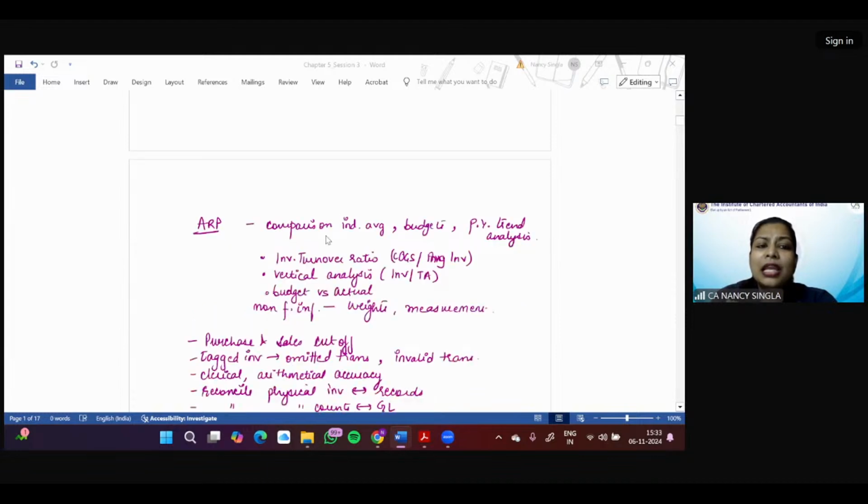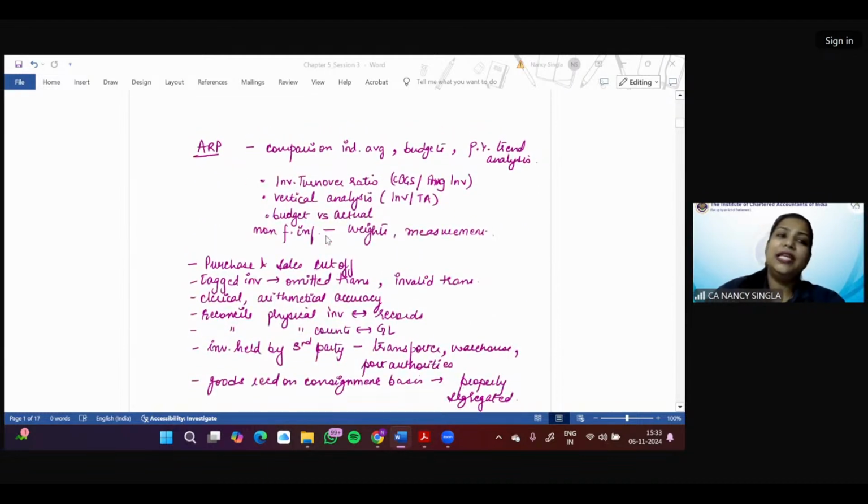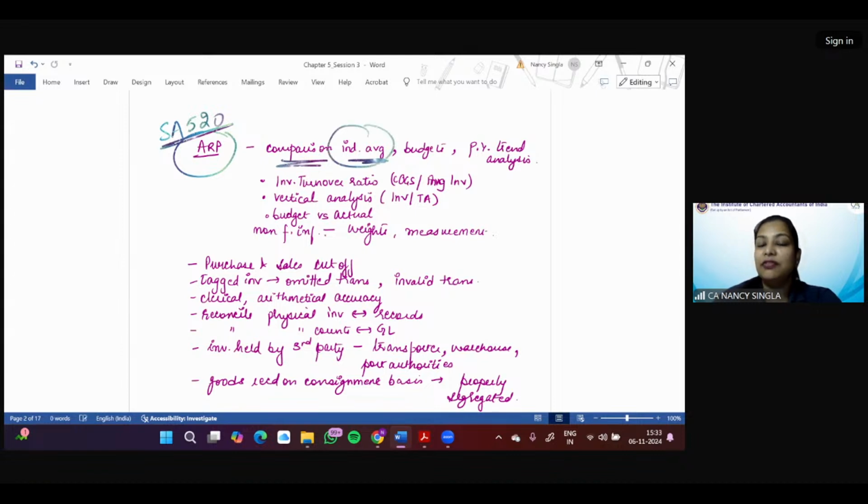Now, the auditor may perform various analytical review procedures, and now I'll not ask, because you should be telling me yourself what is the relevant SA number. So the relevant SA number is 520. So what kind of analytical review procedures may the auditor perform? He will perform comparison of the industry average with the company's result, with the budgets, with the previous year trend analysis.